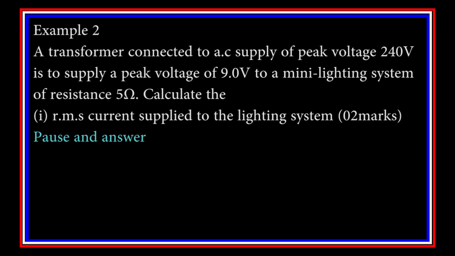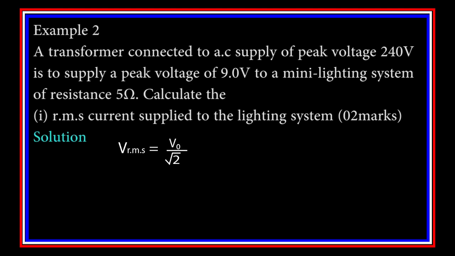Example 2. A transformer connected to an AC supply of peak voltage 240V is to supply a peak voltage of 9V to a mini lighting system of resistance 5 ohm. Calculate 1. RMS current supplied to the lighting system. 2 marks.